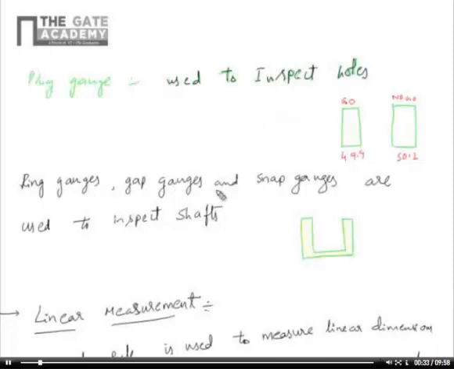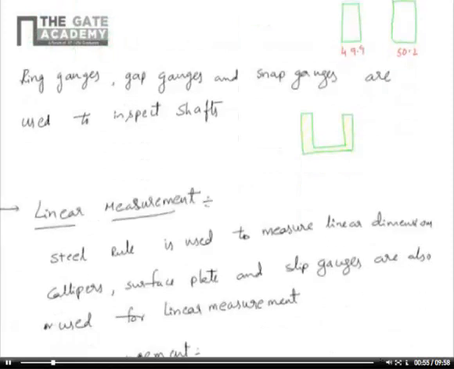Similarly, ring gauges, gap gauges and snap gauges are used to inspect shafts. Looking at this diagram, it is a snap gauge, where you can insert the shaft and check whether it is going or not going. Here also go gauge and no-go gauge values will be there. Ring gauges, gap gauges and snap gauges all look similar, but there are slight design changes to get more accuracy. Snap gauges are more accurate compared to gap gauges and ring gauges.